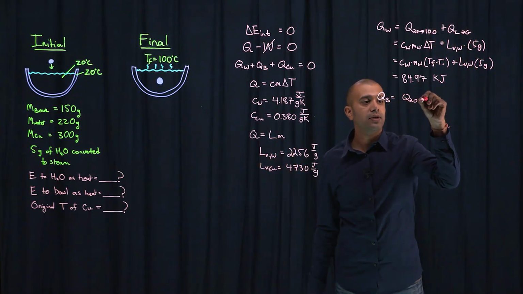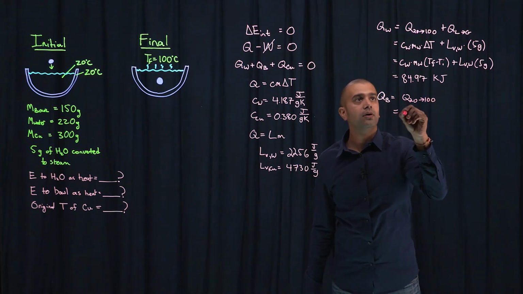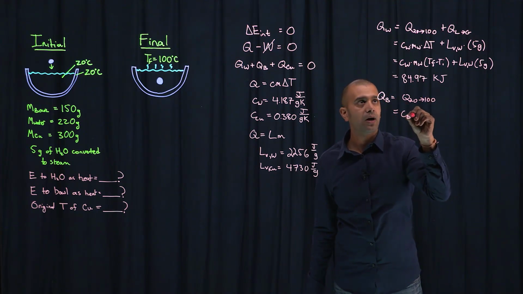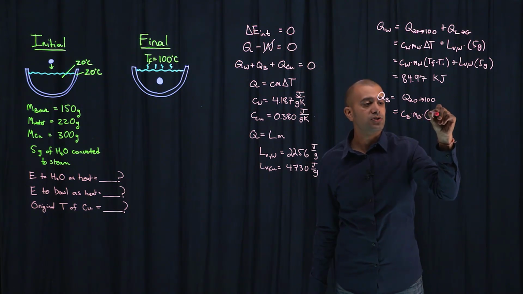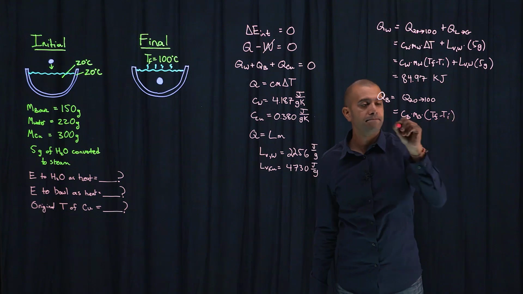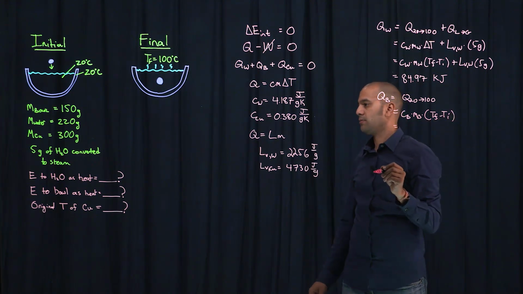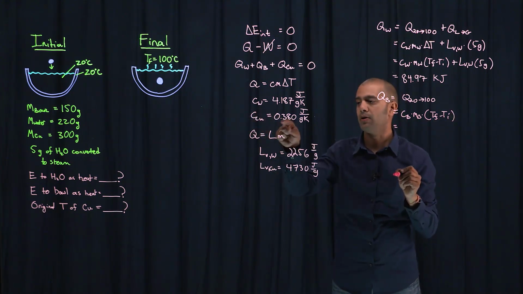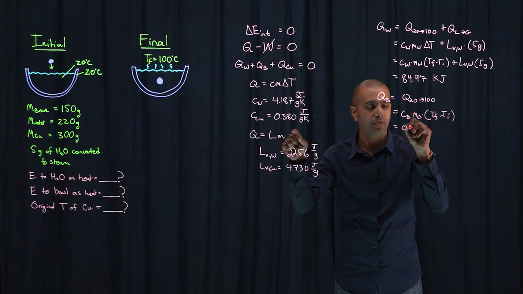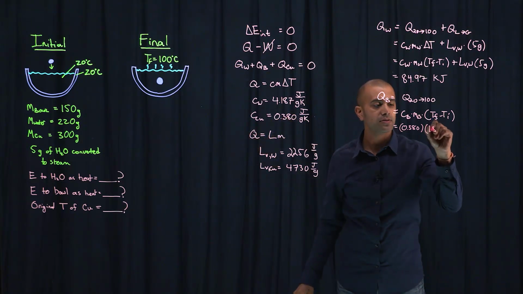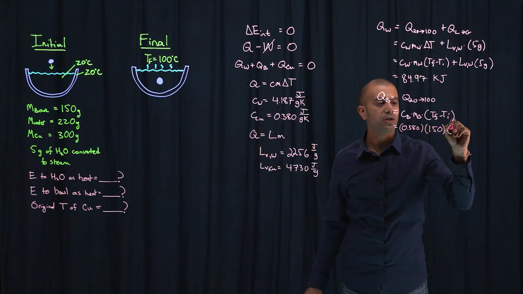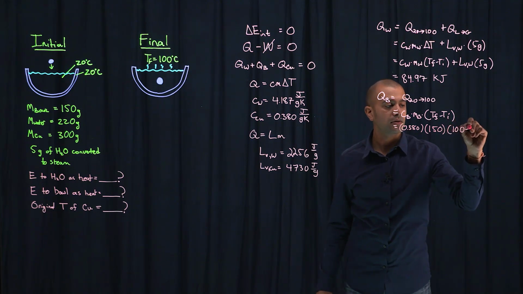So this is actually a little easier than the previous one. We're going to use the heat capacity of copper, of the copper bowl, times its mass, times its change in temperature. In this case, the bowl is made out of copper, so we have 0.380. Its mass is 150 grams, and its temperature change is 80 degrees.